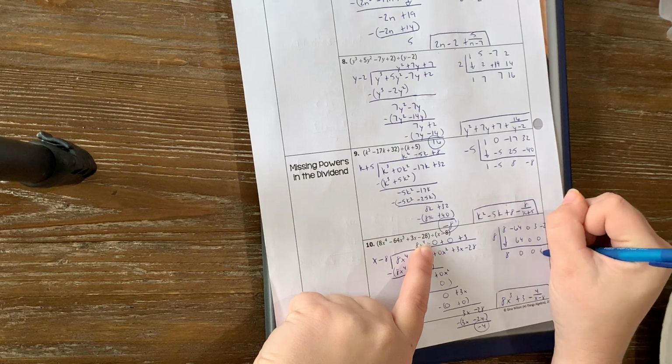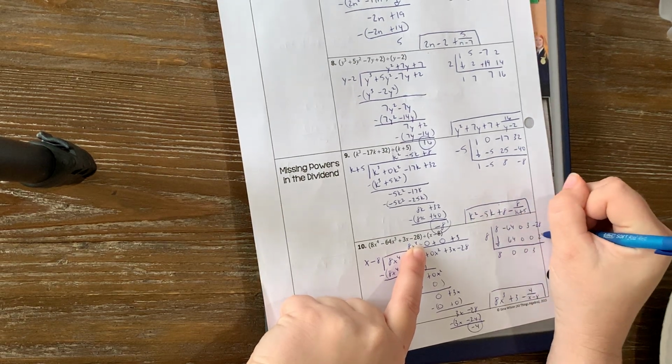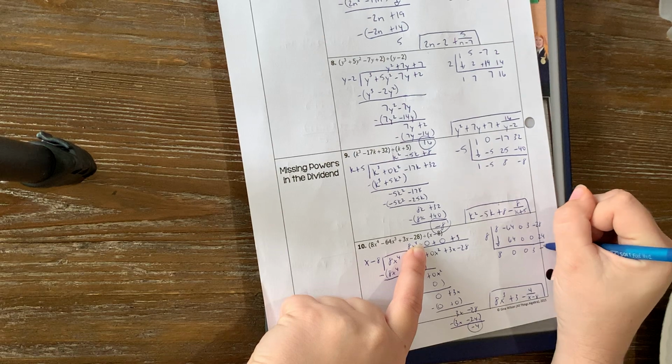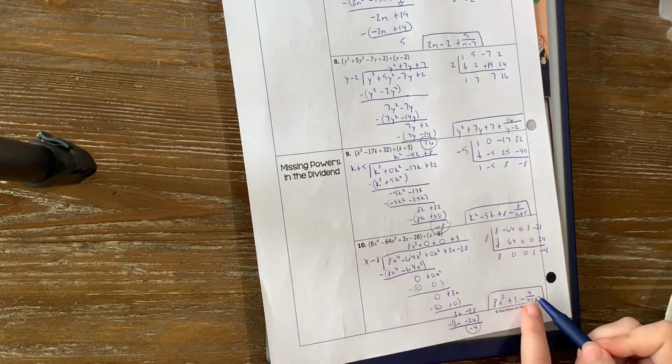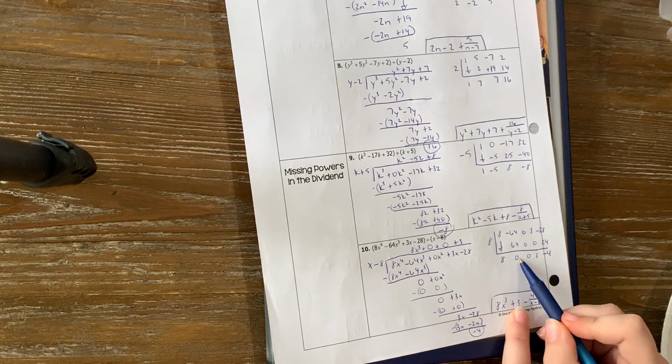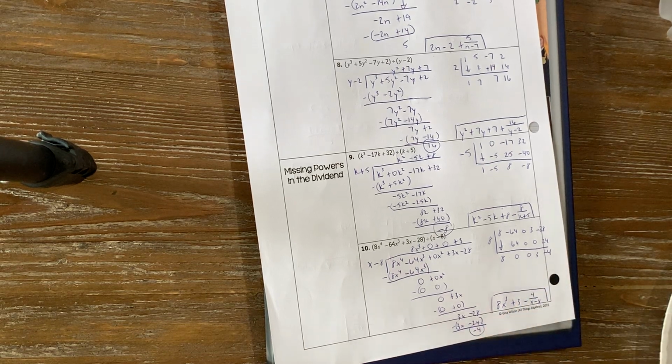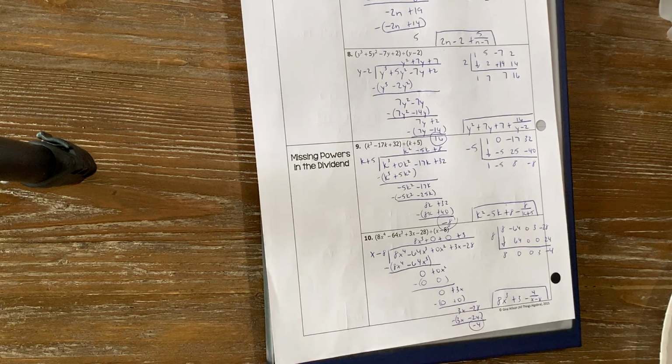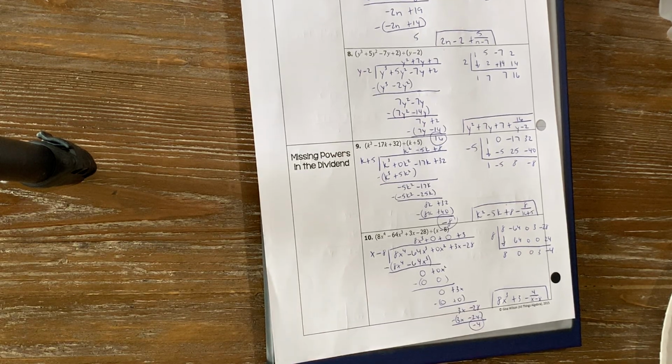0 and 8 is 0. 3 and 0 is 3. 3 and 8 is 24. Negative 28 and 24 is negative 4. So you have negative 4 as a remainder. We have 3 as our constant. It skips the x, it skips the x squared, and 8x cubed. And that's our answer.